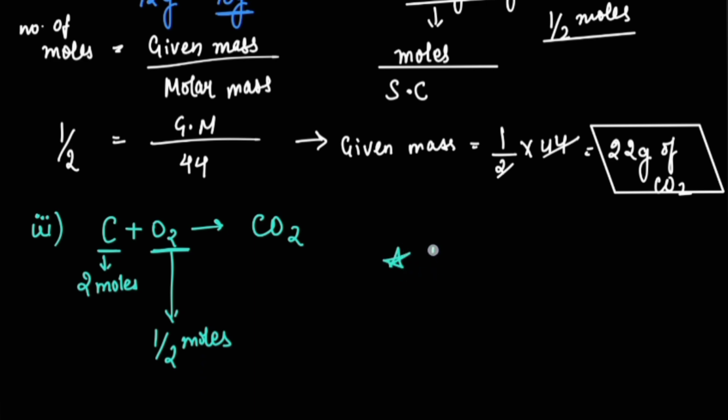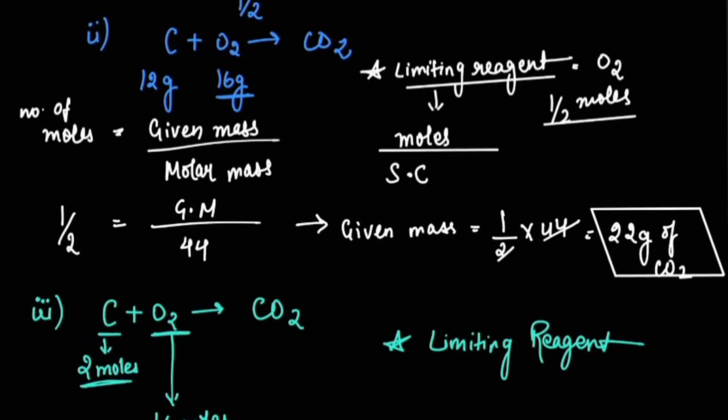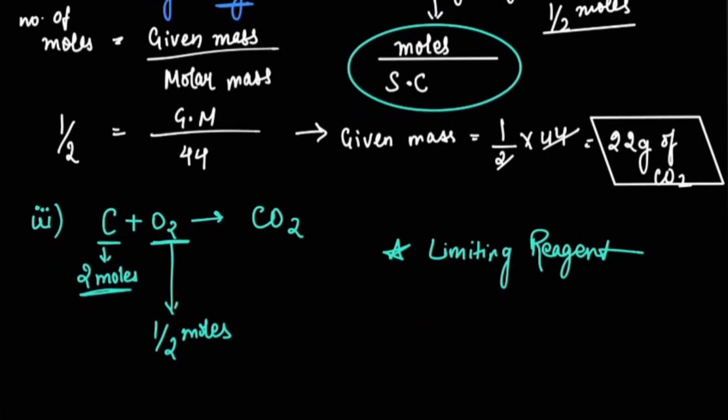Now we know the formula for limiting reagent, which is moles upon stoichiometric coefficient. We know the moles of carbon, which is 2, and its stoichiometric coefficient will be 1 only, therefore it has 2. But our oxygen will be half in amount, because its number of moles is half and its stoichiometric coefficient is 1. Therefore, here our O2 is the limiting reagent.